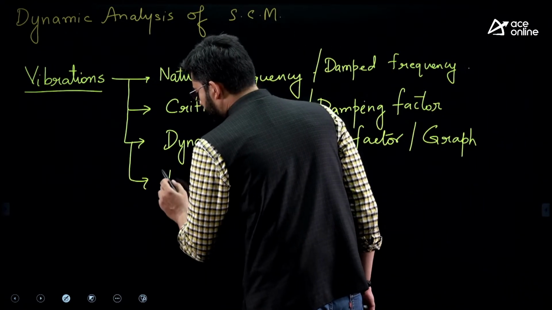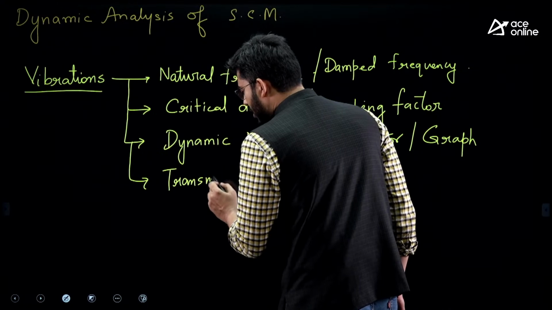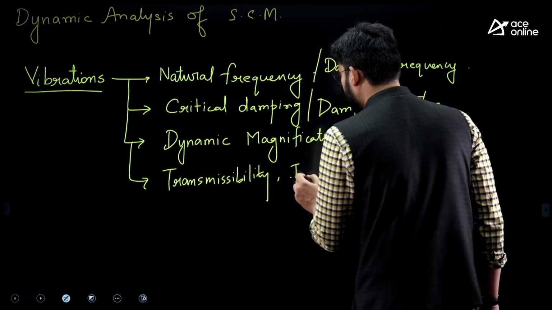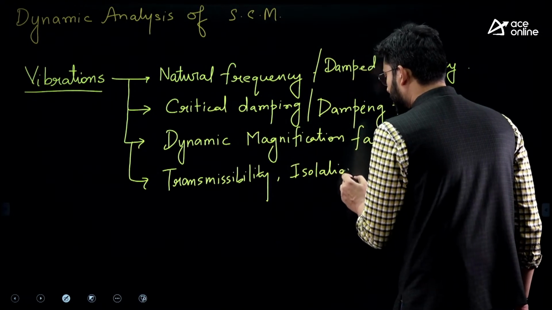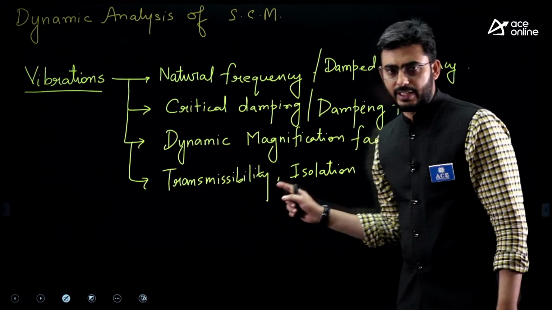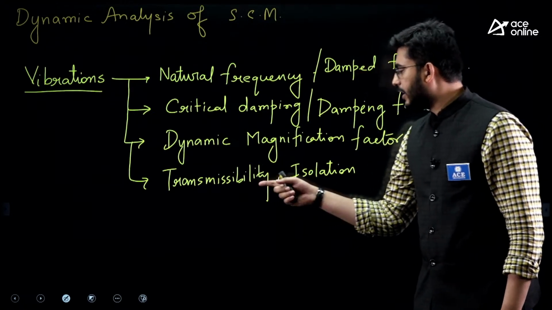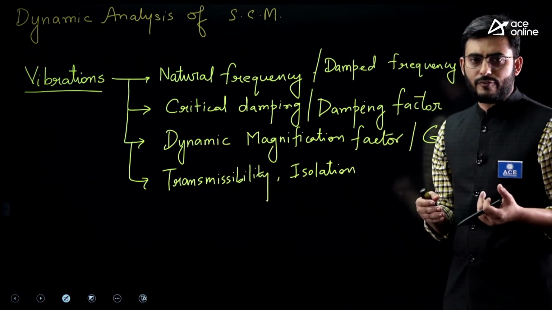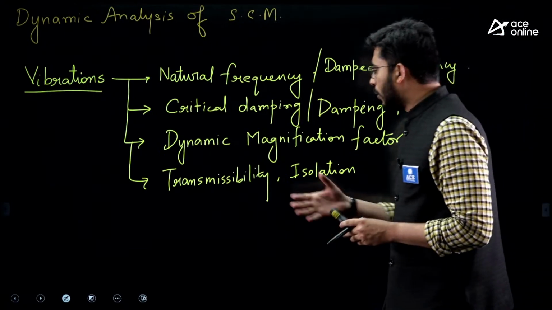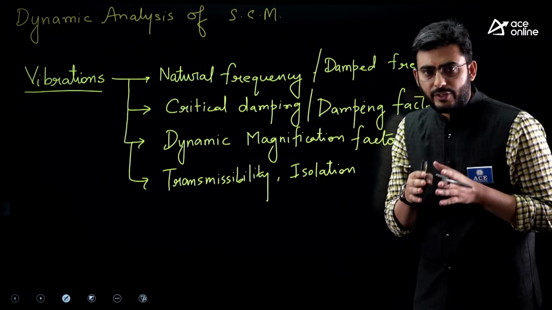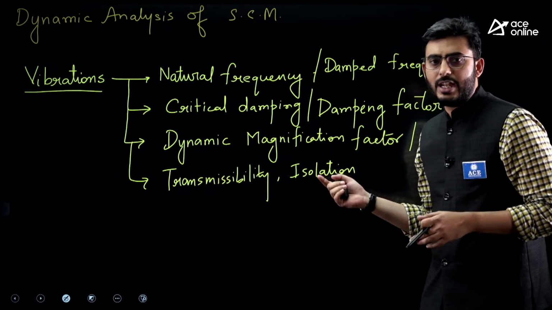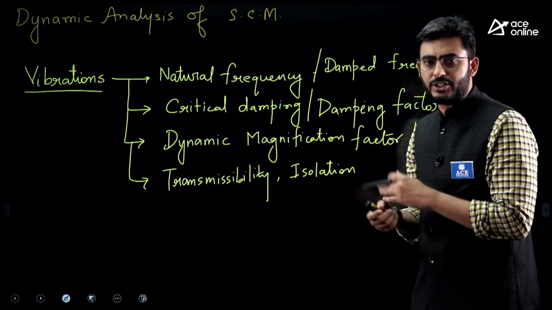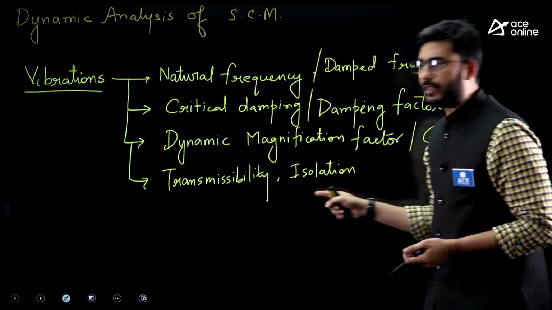After that, another very important concept is transmissibility ratio, or isolation. There is a graph relating transmissibility ratio and ratio of frequencies. In that, for different values of ratio of frequencies and for different values of zeta, you are going to predict what would be the suitable frequency, where exactly the isolation occurs, and where exactly the transmissibility will be more or dangerous for any particular machine. So that you are going to predict here.